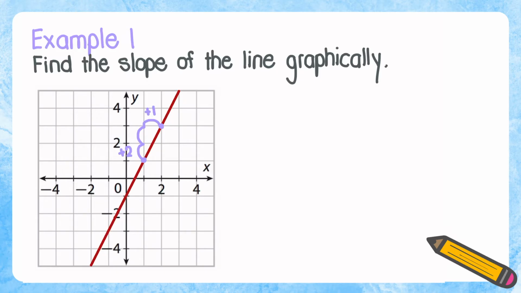Now we're going to throw this into the slope formula. So m equals rise, which is the positive 2, over run, which is the positive 1. I'm going to replace this. I have positive 2 over positive 1. And what's 2 divided by 1? 2. So I know that my slope here is m equals 2.